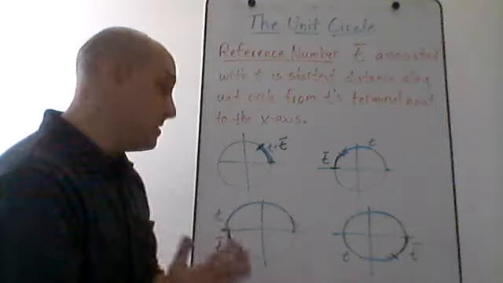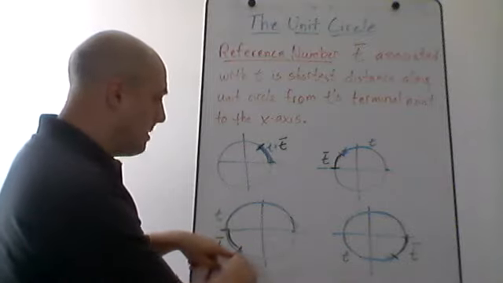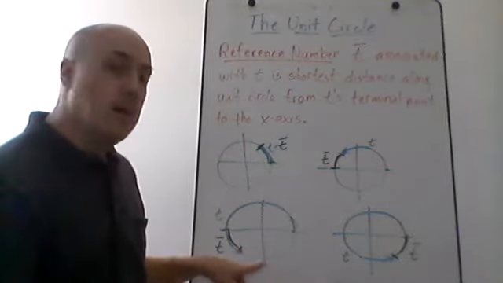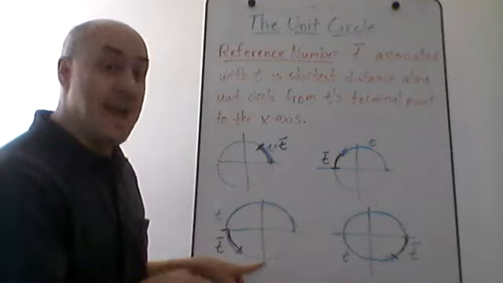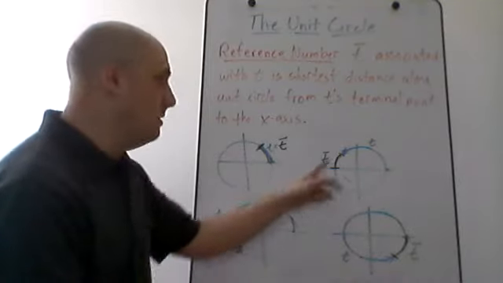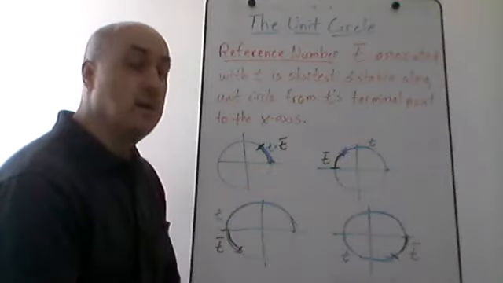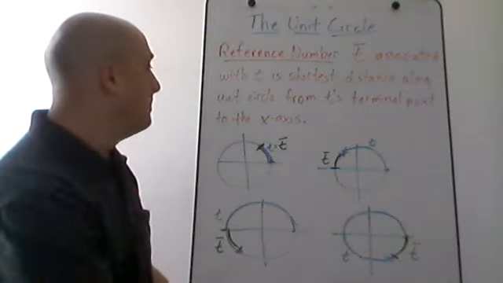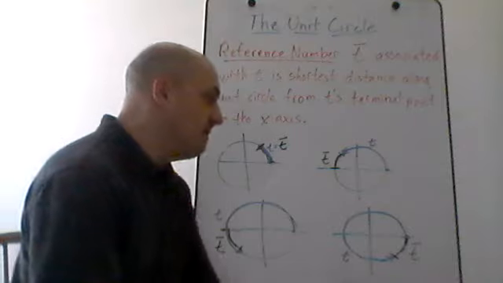Remember, it's always the x-axis. You might say, well, for this one, it's maybe closer to go to the y-axis. The reference number is always in reference to the x-axis, never the y. That's a common mistake people sometimes make. They say, well, it would be quicker to get to the y-axis this way. You're always going to the x, never the y. So that's what we mean by a reference number.